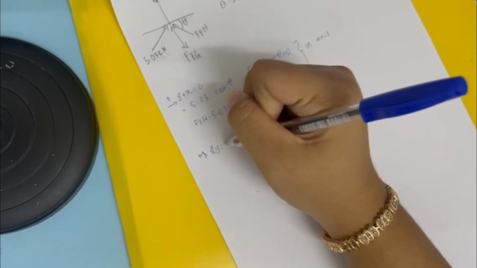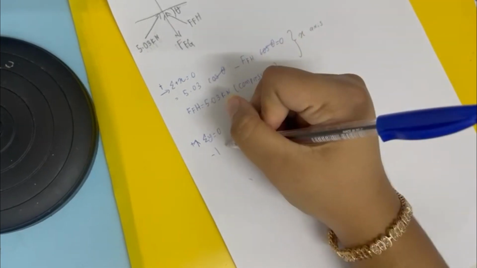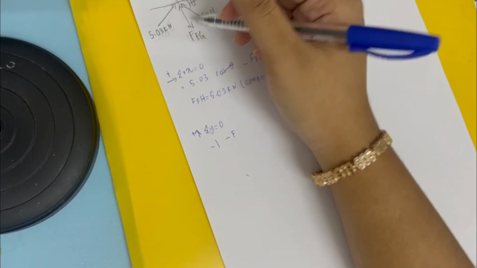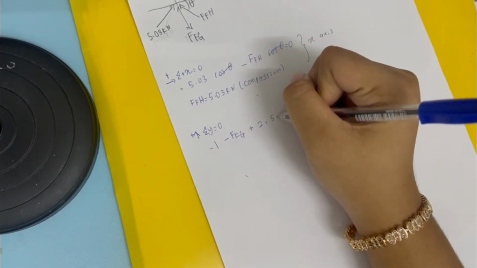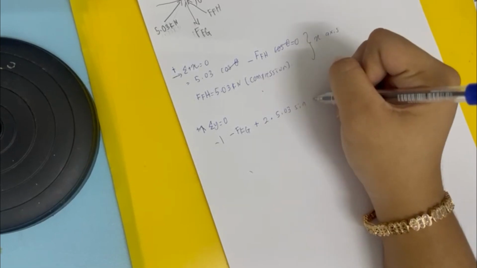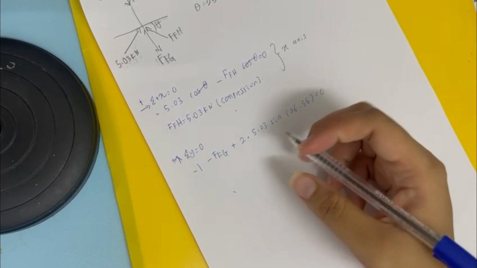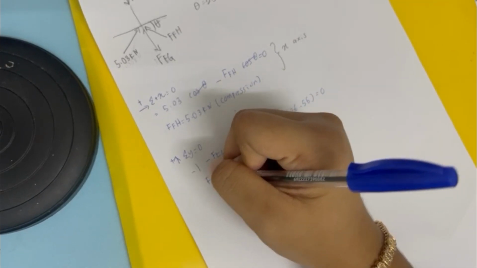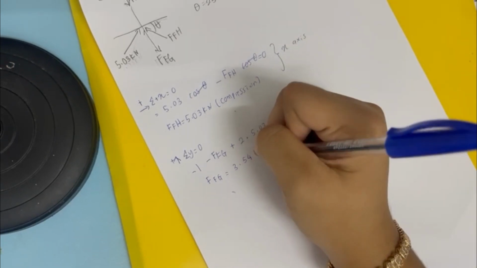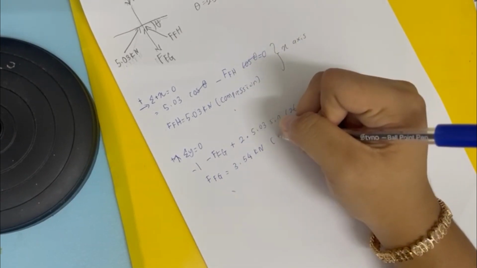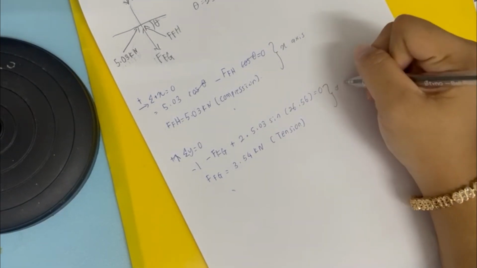The sum of Y equal to 0. It's negative 1 minus, because the force is downward, FFG plus 2 times 5.03 sine 26.56 equal to 0. Okay, you can calculate. Force for FG is 3.54 kilonewton, and the type of force is tension. This one is for the Y axis.